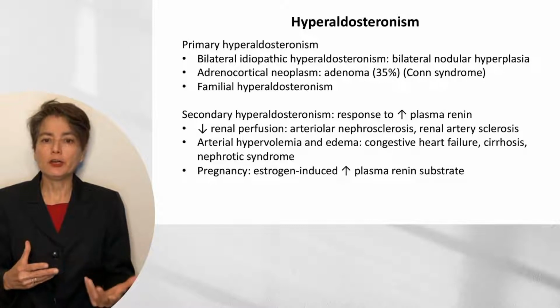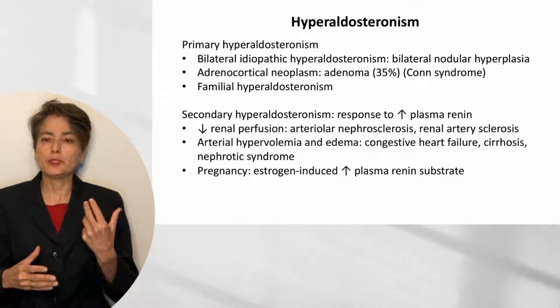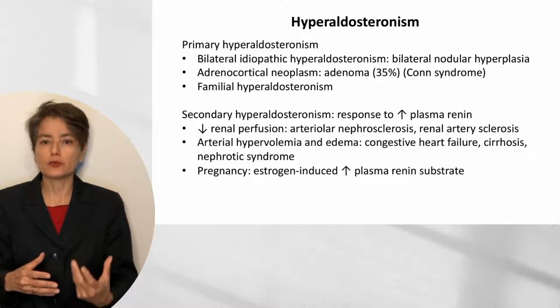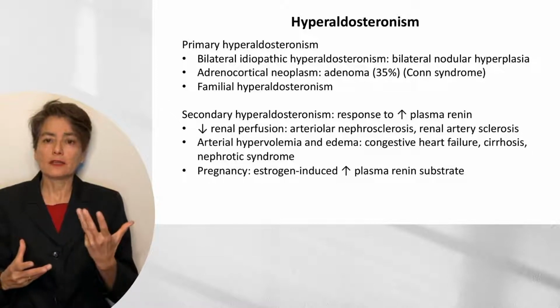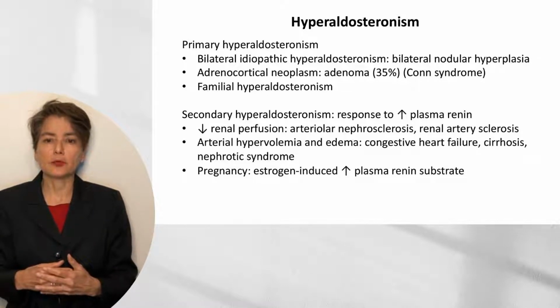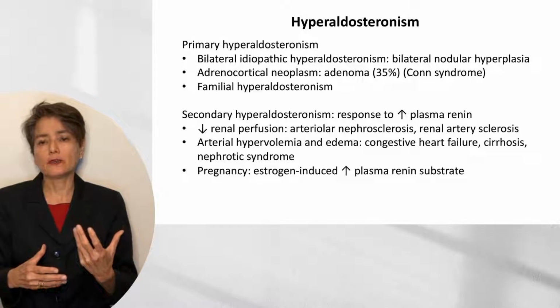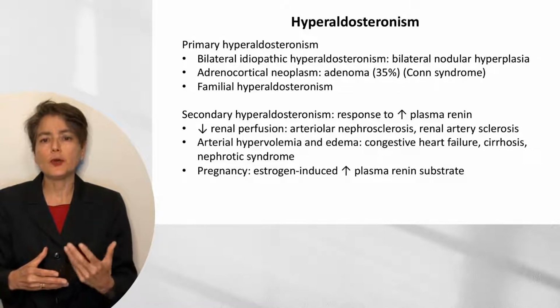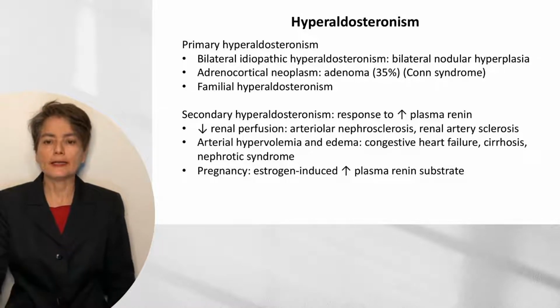Anytime that you have arterial hypervolemia and edema, this is going to be perhaps due to congestive heart failure, cirrhosis, nephrotic syndrome, or this can lead to increased plasma renin. And finally, pregnancy can result in hyperaldosteronism due to estrogen-induced plasma renin substrate increase.